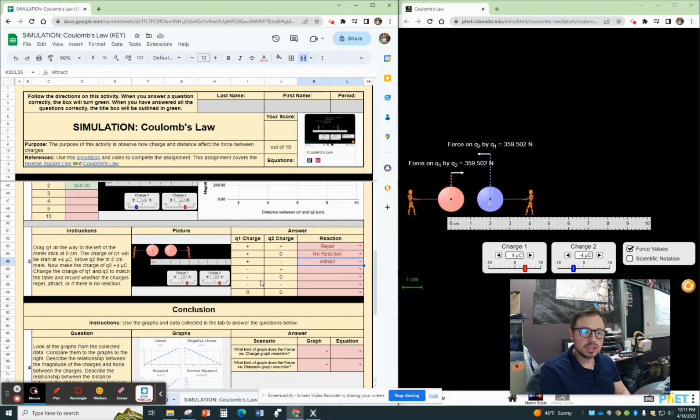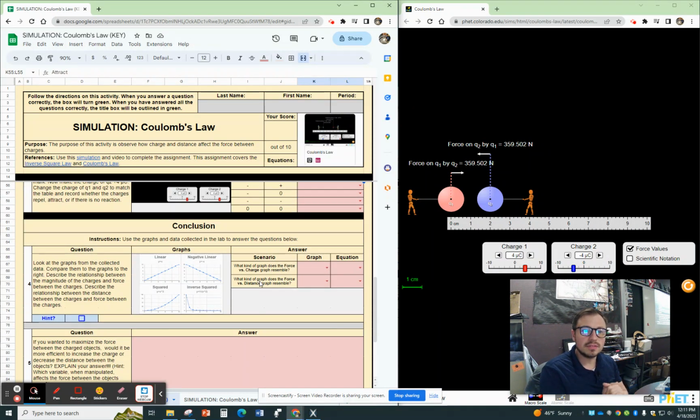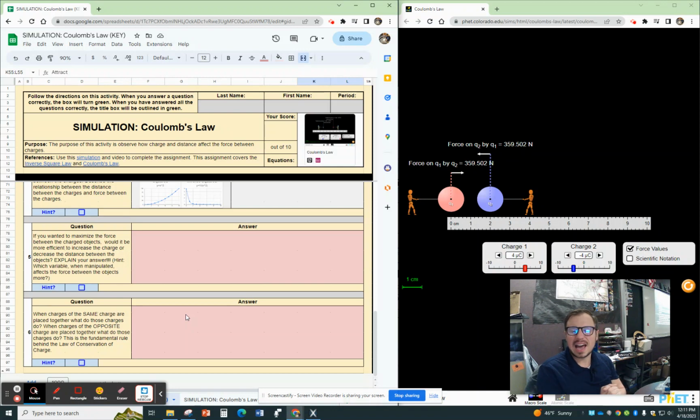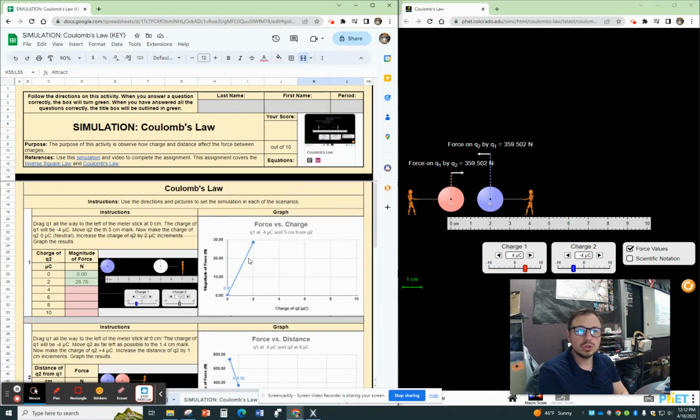So the conclusion questions are basically asking, okay, great, let's look at the graphs. Tell me, what kind of graph does it look like? Which type do they look like? And what is the equation? The equations are on these graphs here, but we just want to see the relationship between the force and the charge, and the force and the distance between those charges. Then the other conclusion questions sort of ask about the graphs, but also what happens with opposite and same charges, like that fundamental rule of the law of conservation of charge. So once again, this is the simulation, Coulomb's law.